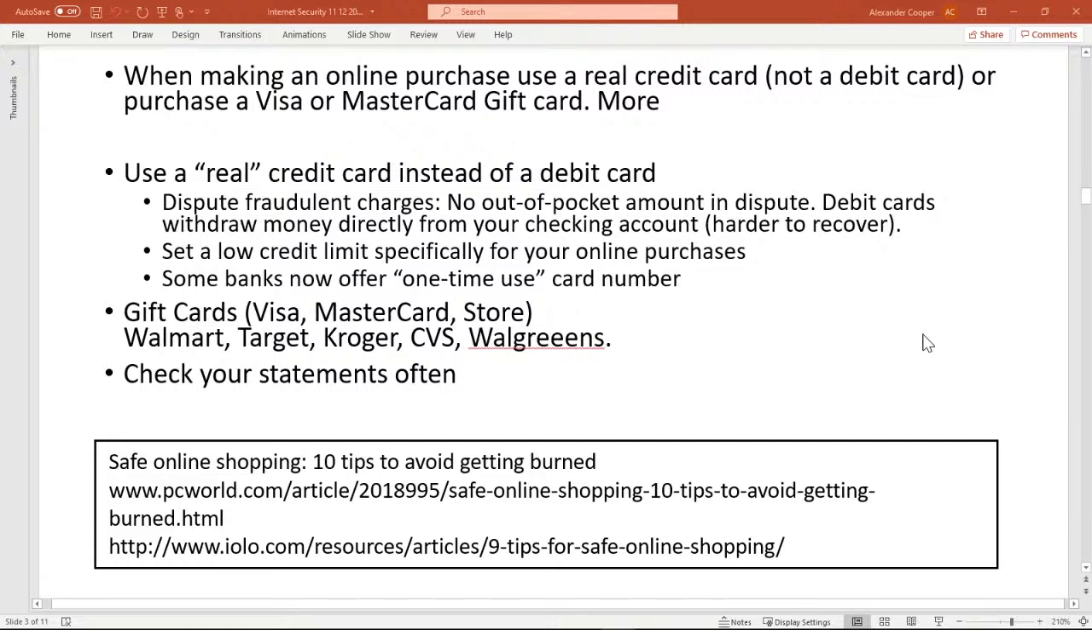A big one is, how do we stop fraud? Well, we need to check our statements often. I would recommend that if you have a credit card, you download the app on your phone and make it give you an alert anytime the card has been used. I have one that pops up anytime I or a family member uses it. It gives me the amount that was charged to the card immediately.